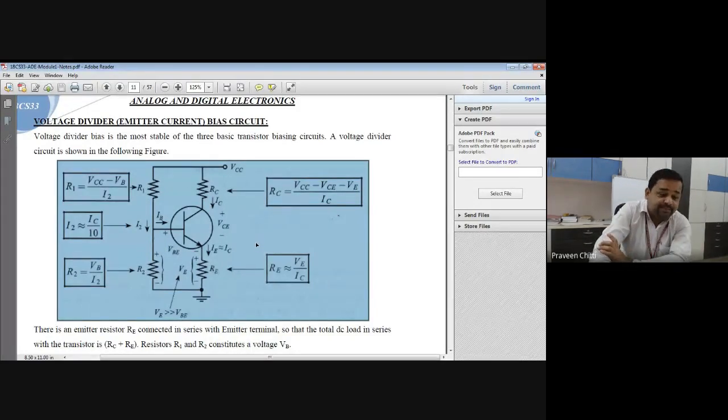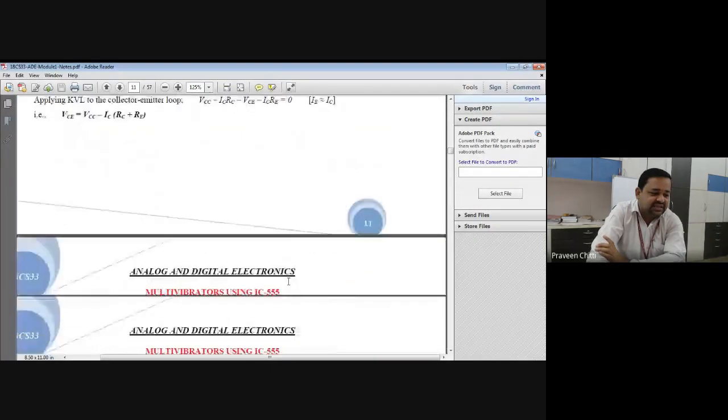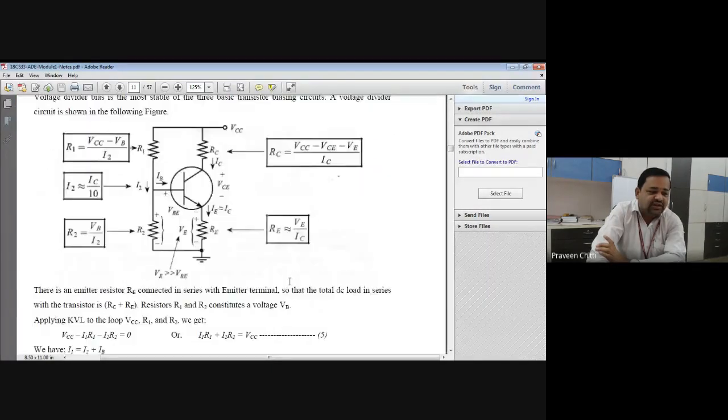One is called the approximate analysis, another is called the exact analysis. The analysis which is shown here is called the approximate analysis. If you want to do the exact analysis of this circuit, then you have to go for Thevenin's theorem. By using Thevenin's theorem, we can do the analysis of this circuit, and that analysis is called the exact analysis of the voltage divider bias circuit.